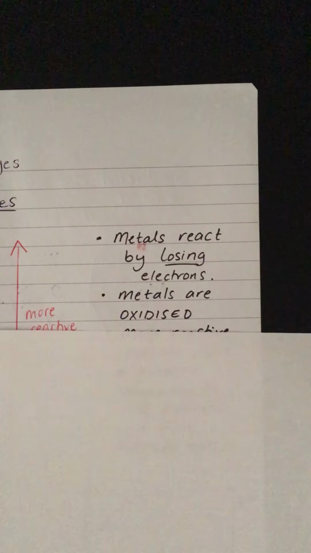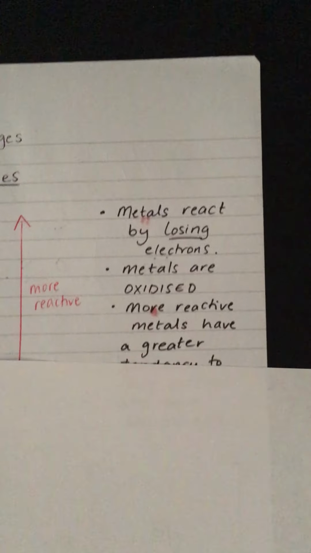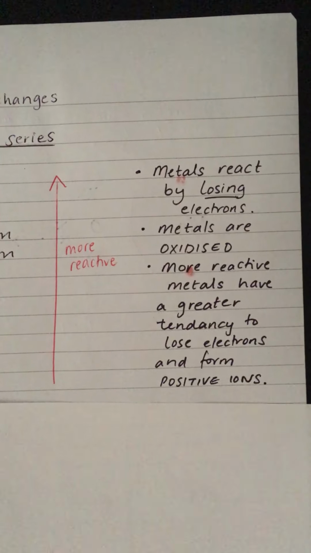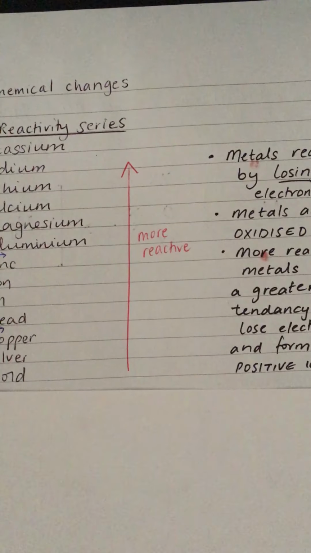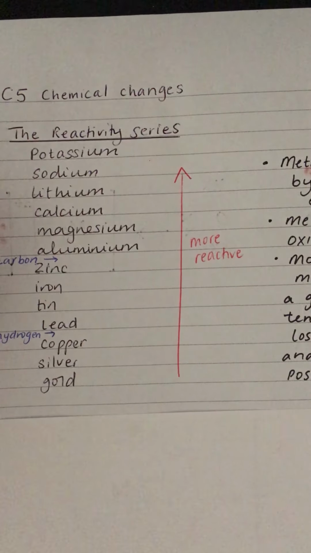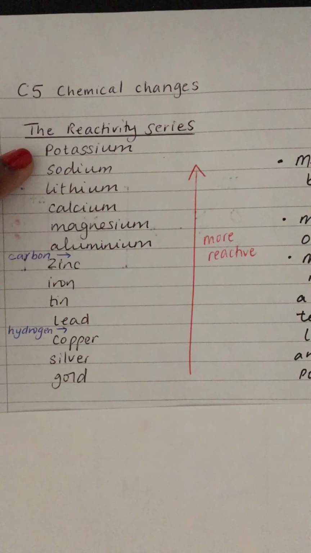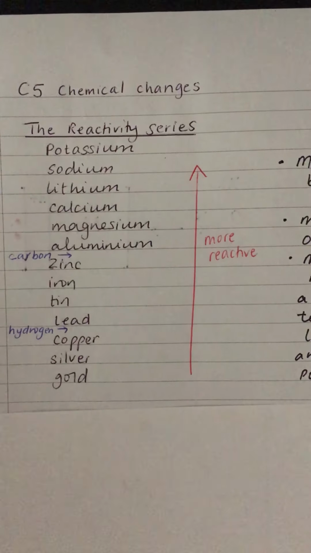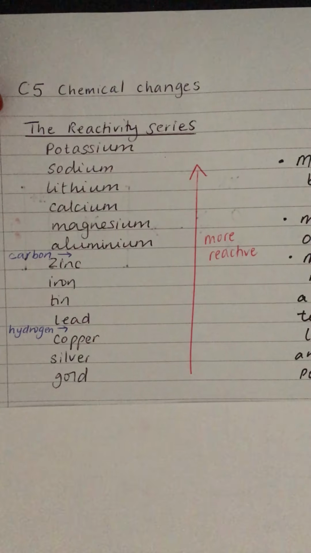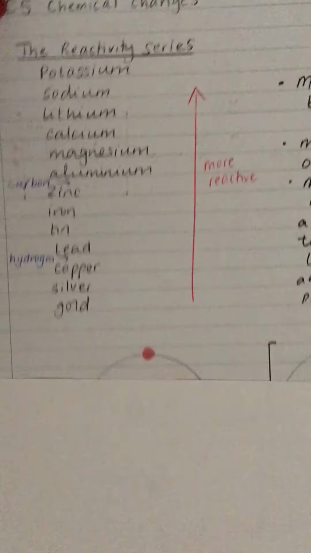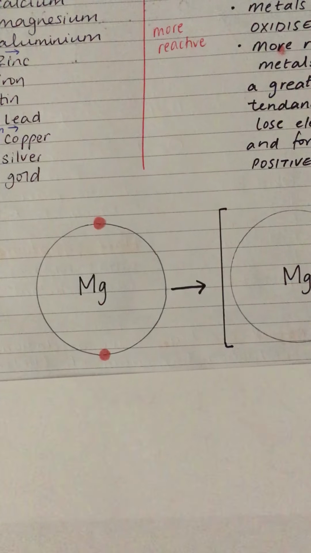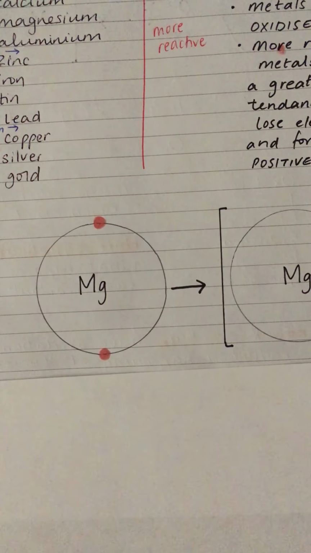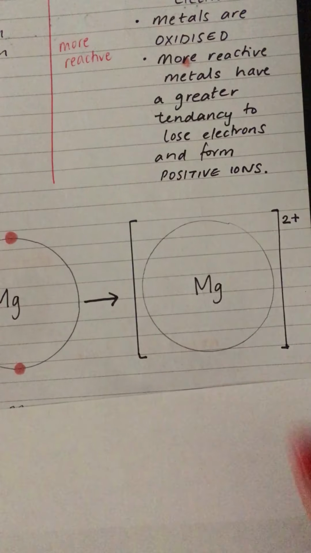Now, when we're talking about the reactivity of metals, more reactive metals have a greater tendency to lose their outer shell electrons and form positive ions. So if we go back to the reactivity series, we can say that potassium has a greater tendency to lose electrons compared to, say, magnesium. Now, if we look at this example here of magnesium, we know from ionic bonding that magnesium, because it's in group 2, has 2 electrons in its outer shell, and when it reacts, it loses those 2 outer electrons, and as a result, it forms a positive ion.